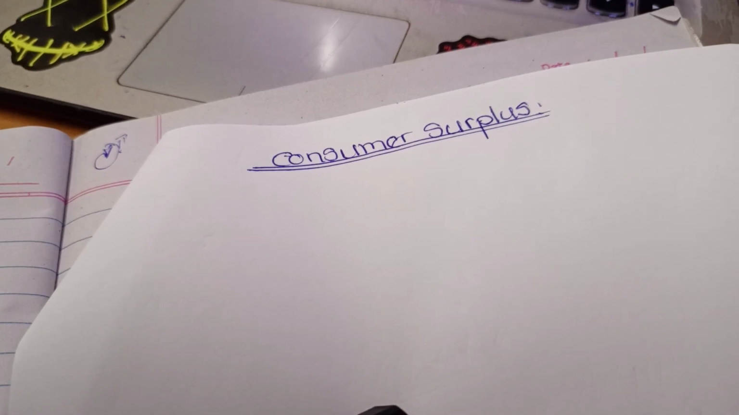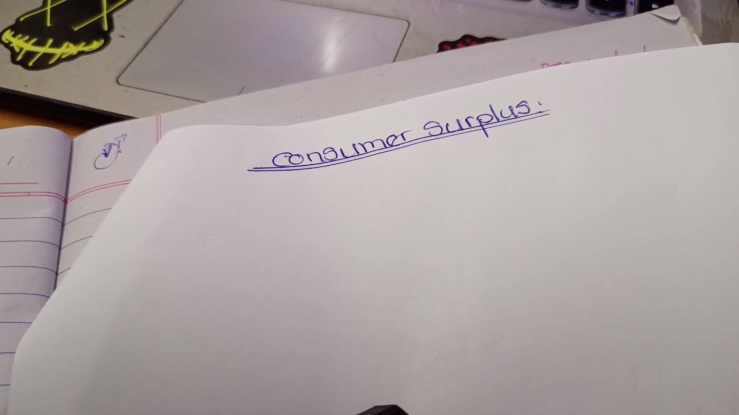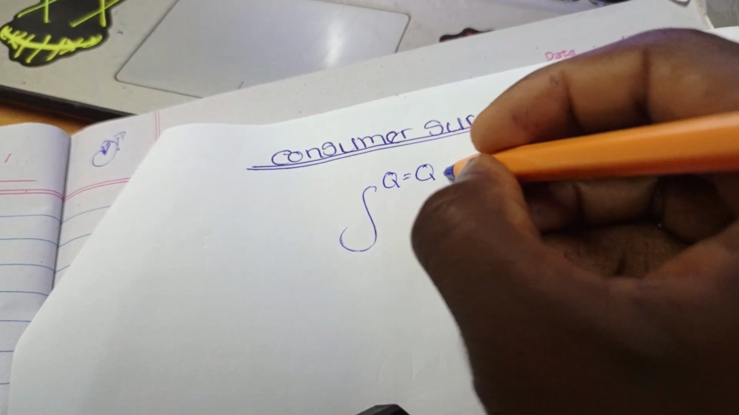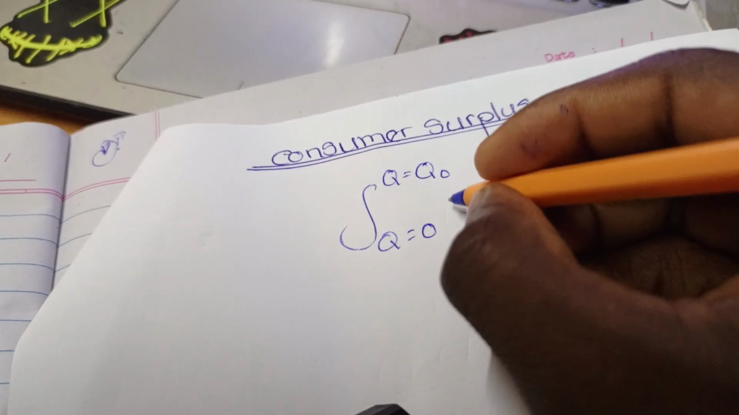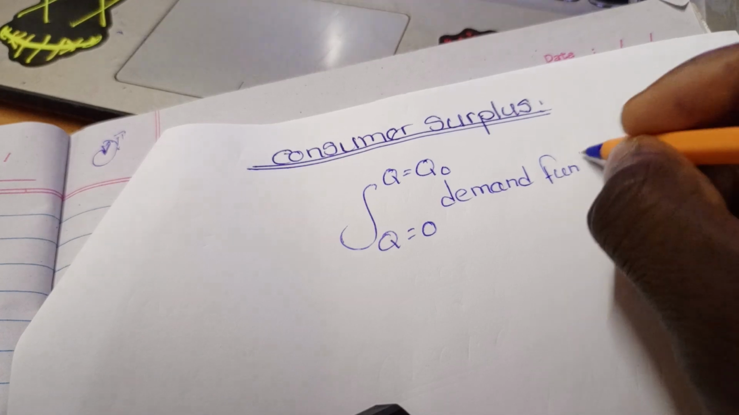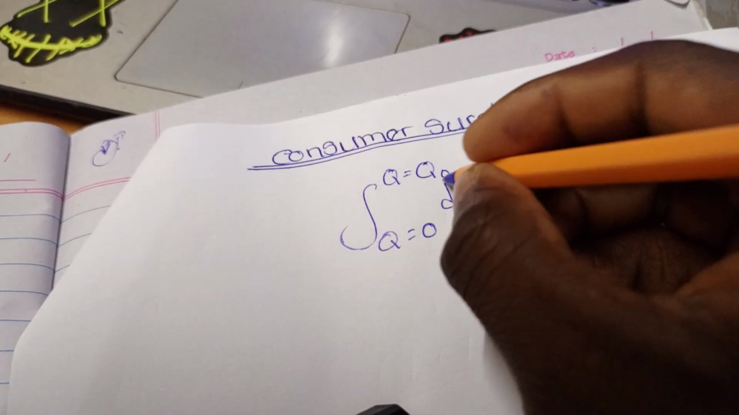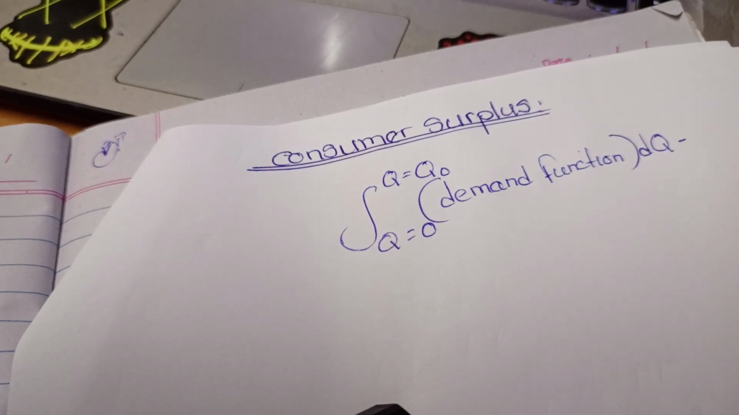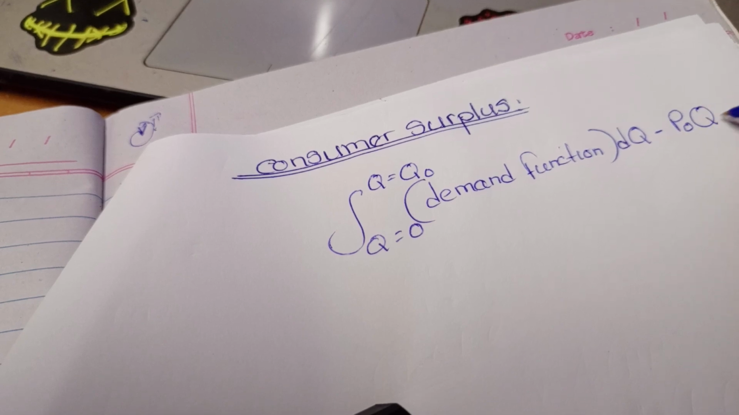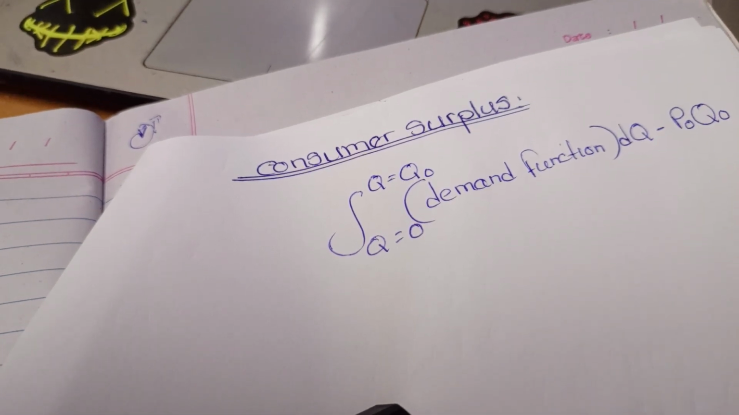Your host, Golden Zulu. So today we'll look at one of the applications of integration, which is consumer surplus. When we are dealing with consumer surplus, we are always guided by one formula, which is the integral from 0 to Q of the demand function dq, where you always integrate the demand function, and you subtract the rectangle. So this is the formula which we are always guided with when we are dealing with consumer surplus.